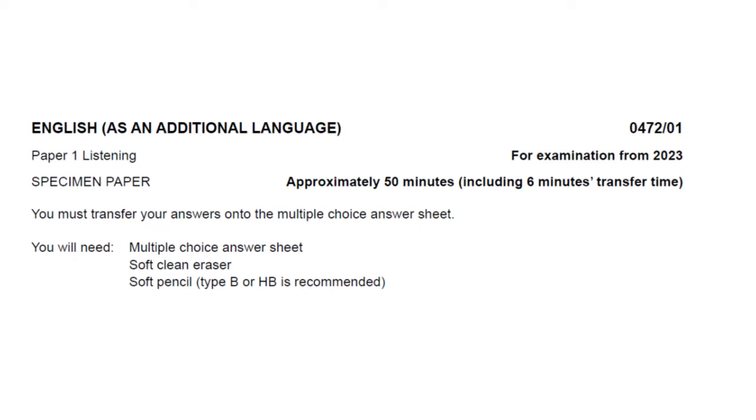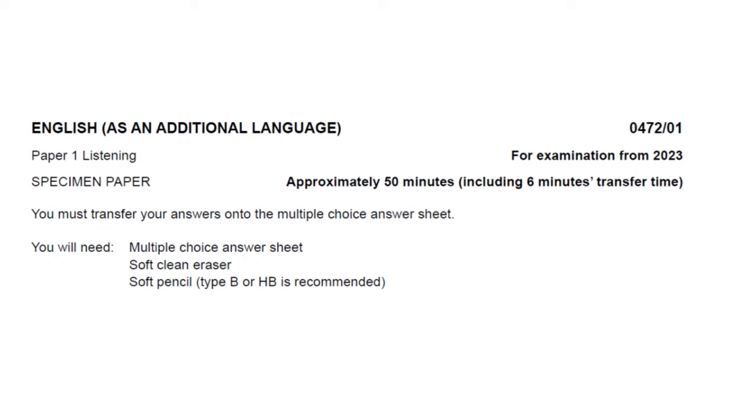At the beginning, this is a paper that is out of 40. It's a 50-minute paper, including 6 minutes transfer time. In Cambridge Second Language, we write the answers on the question paper. Also in Oxford, we do the same.